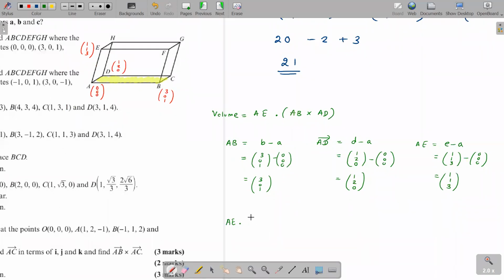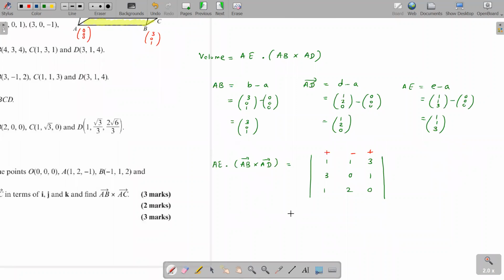Now let's get the scalar triple product. AE is (1, 1, 3). AB is (3, 0, 1). AD is (1, 2, 0). And you use plus, minus, plus. So what do we get here? First, plus 1 times, remove the row and column with 1. We get 0 times 0 is 0, minus 2 times 1.